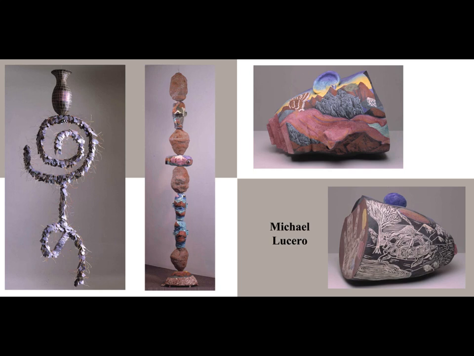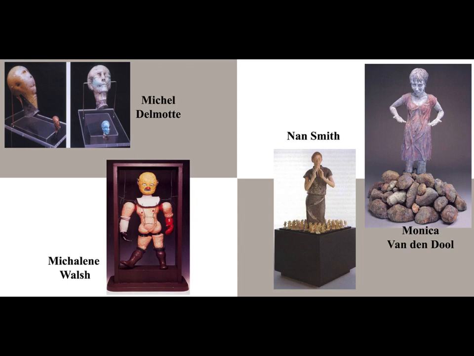Michael Lucero did a lot of series called Pot Heads, and so loosely the one on the left is actually a figure and the head is a pot. Look into Michael Lucero's work more if you're interested. Monica Vandendoel does a lot of large-scale figurative work, and Nan Smith is really similar. Nan was teaching down in Florida, I think still teaches there, and Monica teaches in San Jose.